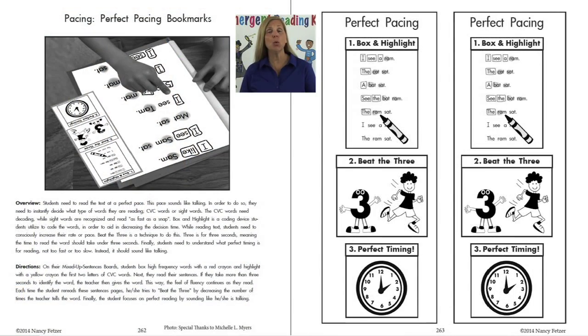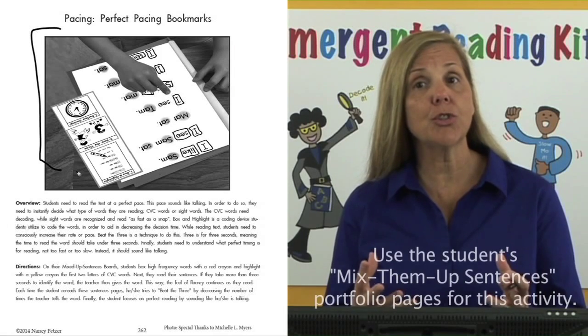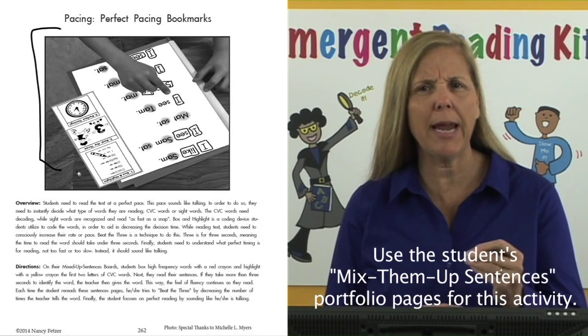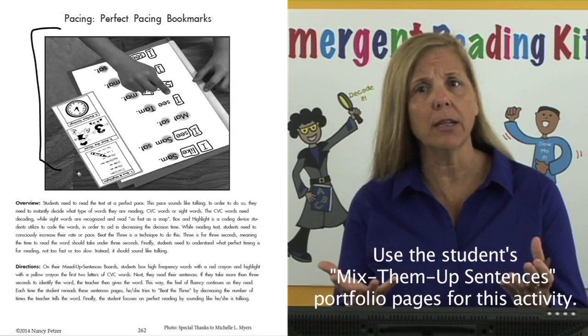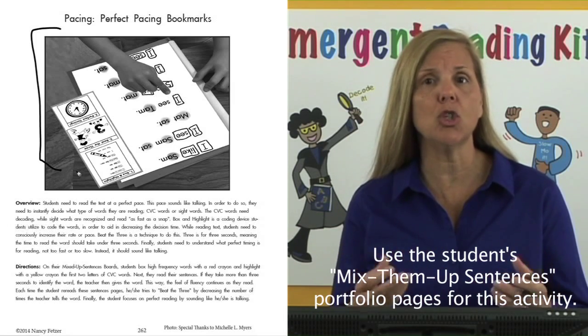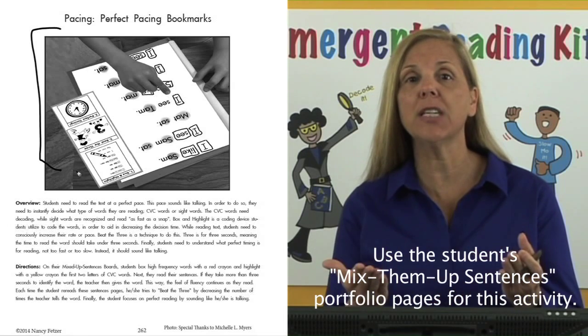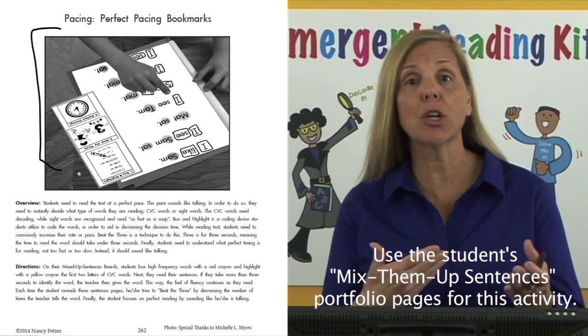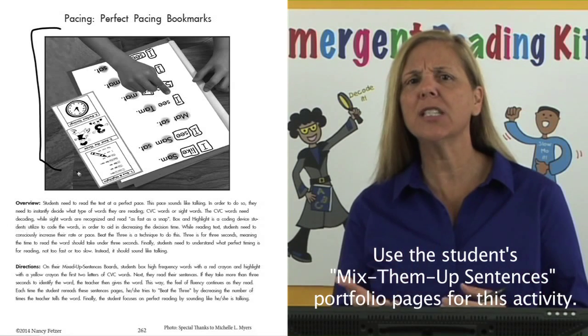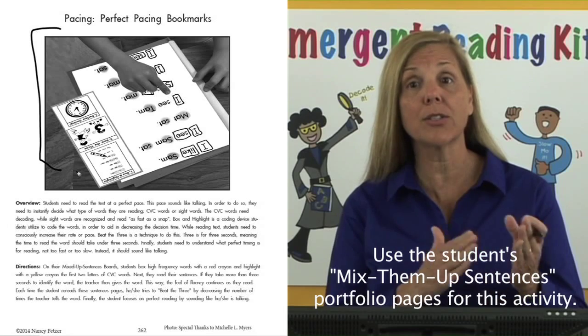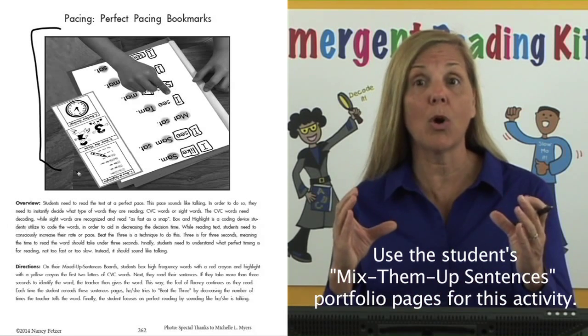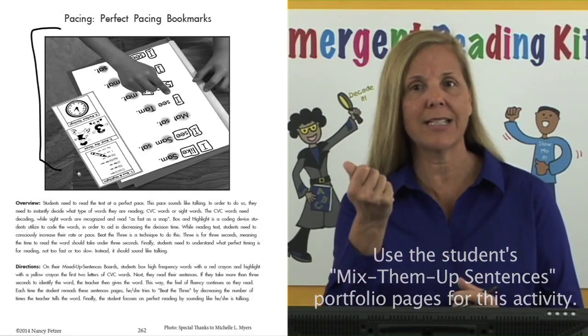On the next 2 pages, you will find the directions and black line masters for the perfect pacing bookmark. Let's start first with the directions on page 262. This bookmark will teach your students to read the text at a perfect pace, so that it sounds like talking. That means that while reading, students need to instantly decide what types of words they're going to be reading, whether they're CVC words or sight words, and then use the correct strategy to decode them. The CVC words, remember, require blending the letter sounds together, while the sight words are just memorized. They need to look at the whole word and read it as fast as a snap.